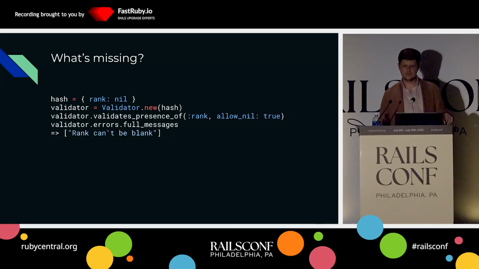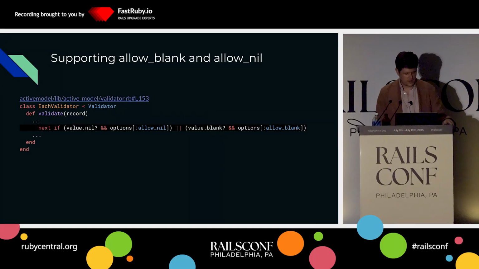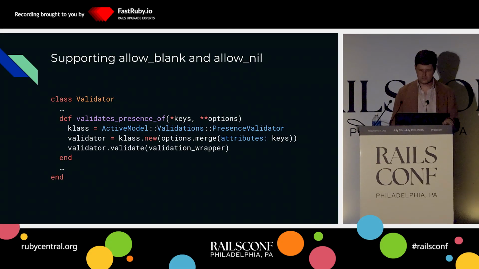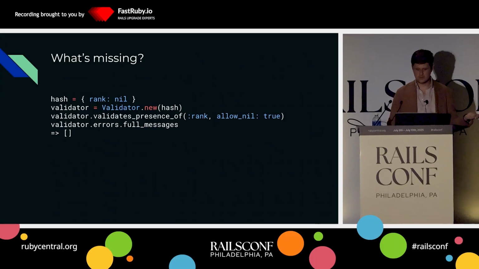So if we go back to our presence validator, we saw that it inherited from each validator. And if we go to each validator, we actually see the code that handles these options directly in each validator's validate method. Underneath this a little bit, it calls validate each. So that tells us, okay, we're just bypassing the code we need. So if we go back to our validator, no longer iterate over our keys, just pass them into the constructor as we were before, and now call the validate method, passing in again our wrapped hash. It works. Pretty simple.